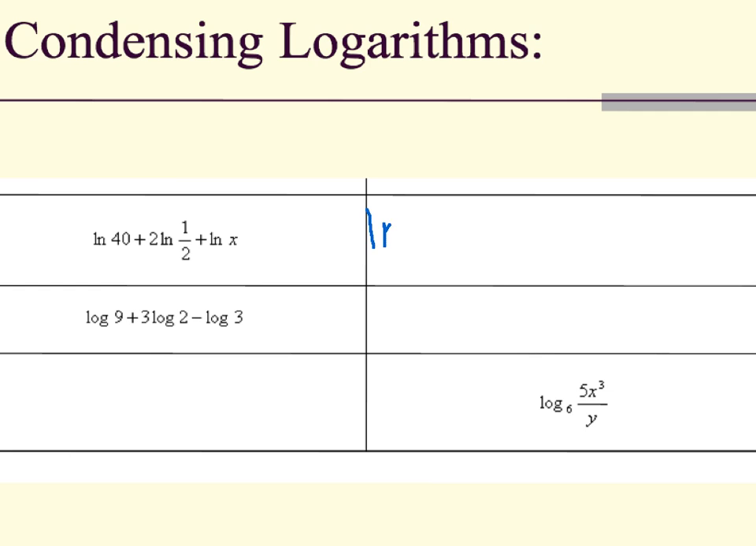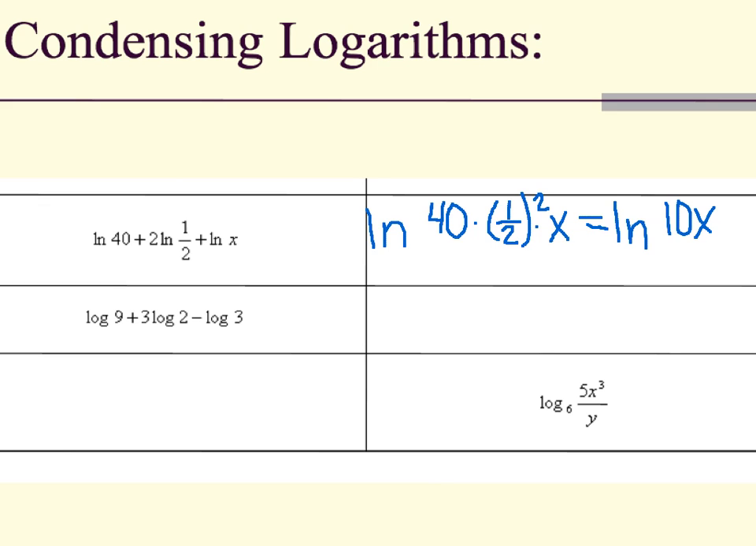It's going to be natural log of 40 times, we've got that 1/2 and we've got a squared, and then times the x. Now if you notice, we can simplify 1/2 squared times 40. So let's do that. So this becomes the natural log of, 1/2 squared is 1/4. 40 times 1/4 is 10. So it's the natural log of 10x.